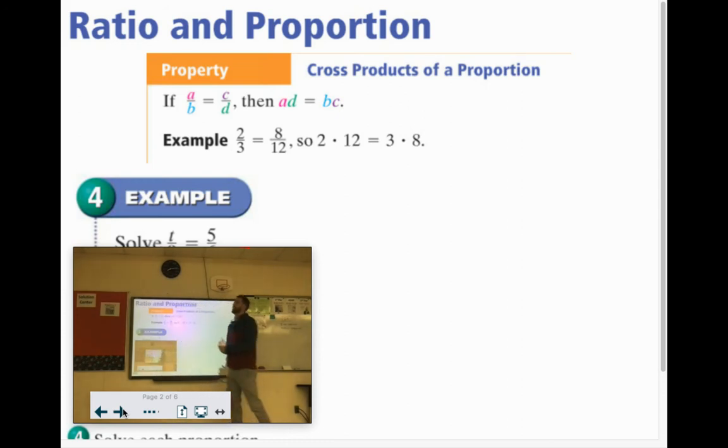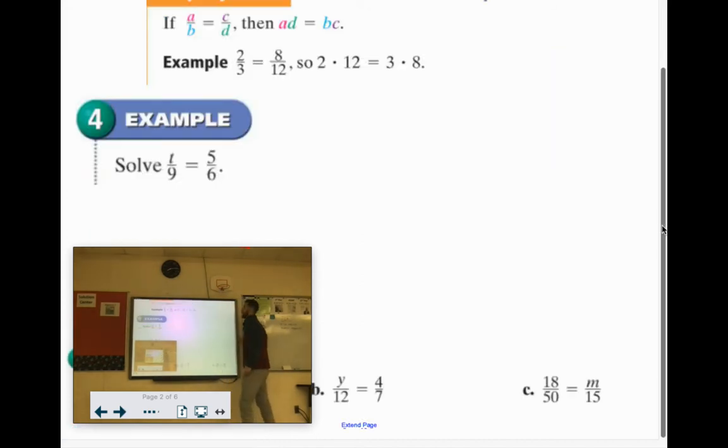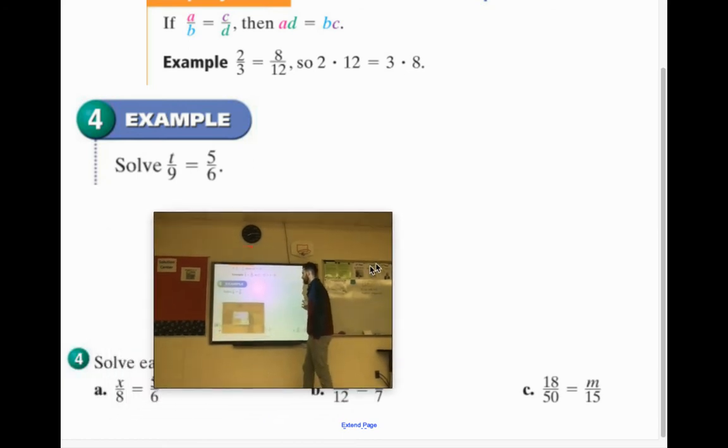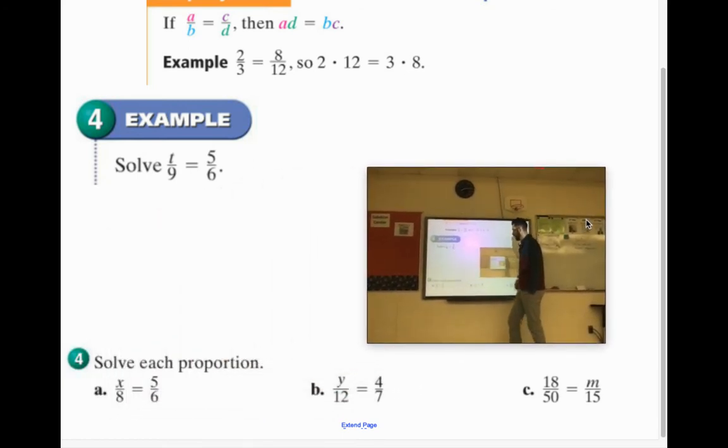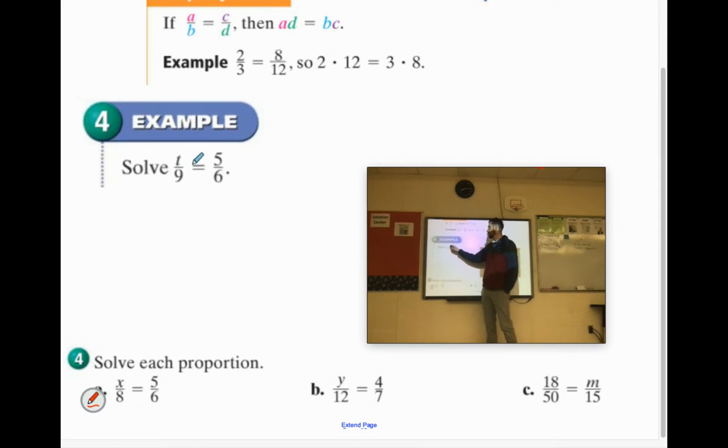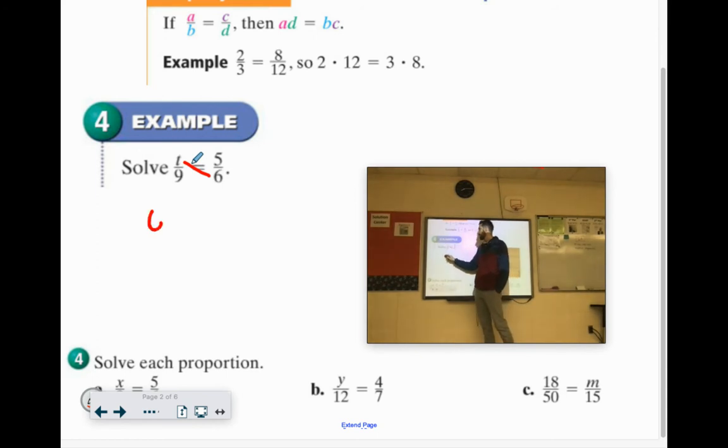So proportions, easiest way to solve proportions, which is a fraction equals a fraction, a ratio equals a ratio, is to just cross multiply. So multiply diagonally. So if we're solving t over 9 equals 5 over 6, I'm going to multiply diagonally. T times 6 would be 6t, and you set that equal to the other cross product. 9 times 5 is 45.